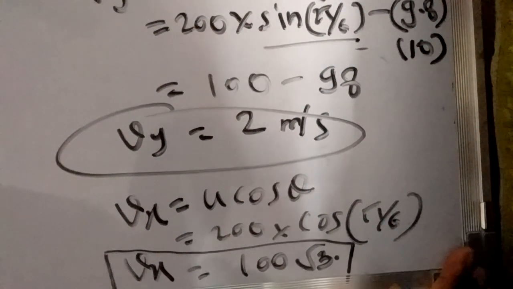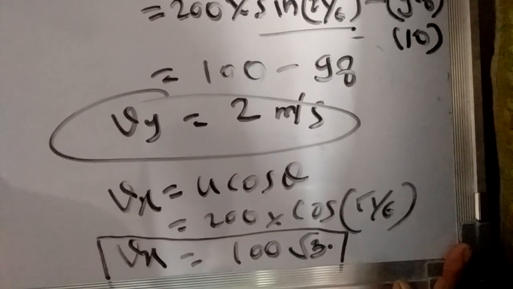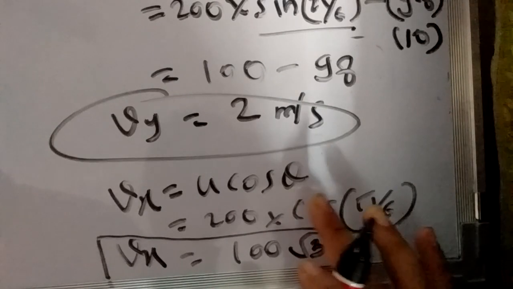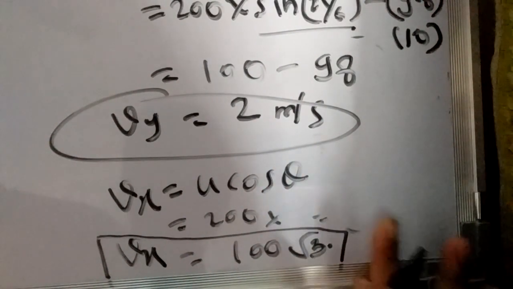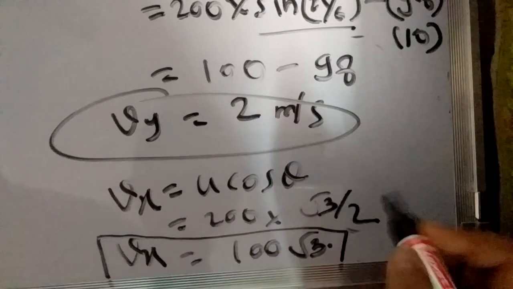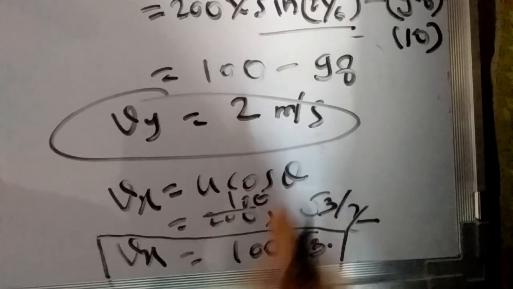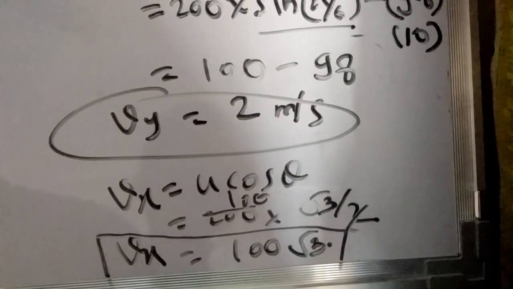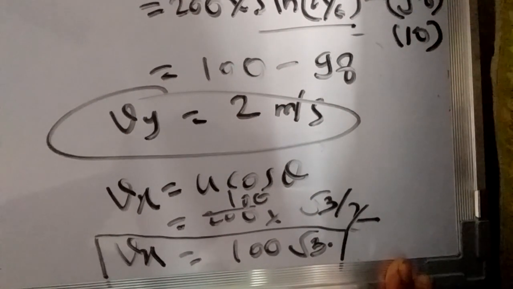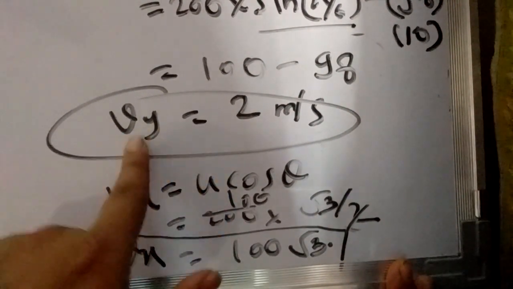You can calculate from your calculator, or you can simply write this as root 3 by 2. So I will solve that right here: root 3 by 2, then 200 by 2 is 100. So the value is 100 root 3, that is Vx. Now we got two values, Vx and Vy. Vx is 100 root 3, Vy is 2.